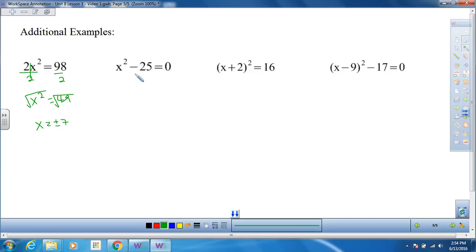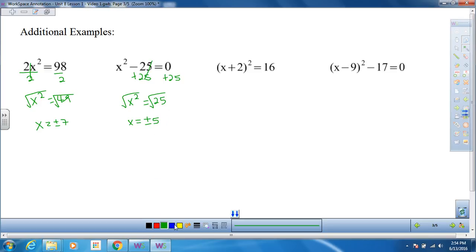Okay, next problem. Add 25. Take the square root of both sides. You should have a square root button in your calculator, so it should be next to the squared button. It could be maybe a second x squared, depending on the calculator you have. Alright, the square root of 25 is 5, but it could also be negative 5. So plus or minus 5.